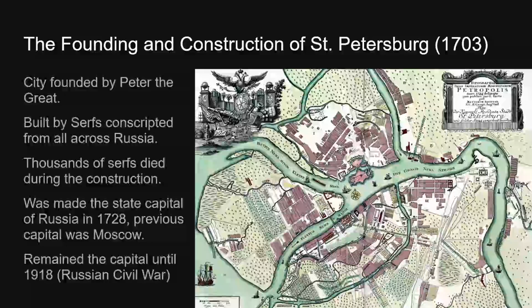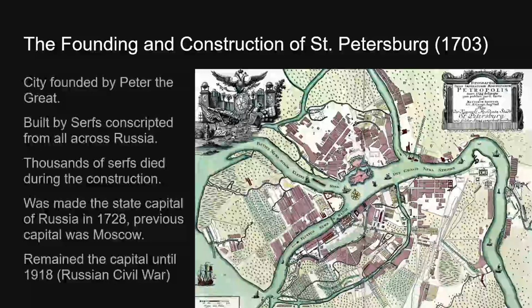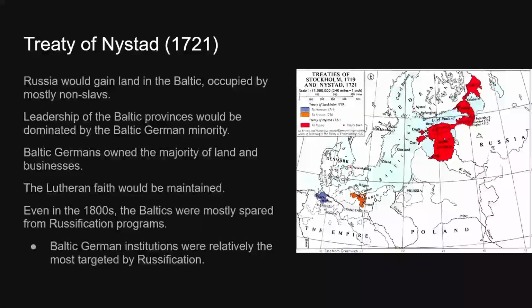It was made the state capital of Russia in 1728, and remained the capital until 1918 when the Bolsheviks reinstated Moscow as the capital. The Treaty of Nystad in 1721 would grant the Russians land in the Baltics and Karelia, today comprised of Estonia and parts of Latvia. As you can see on the map, the land that was included the town of St. Petersburg, which was being built.